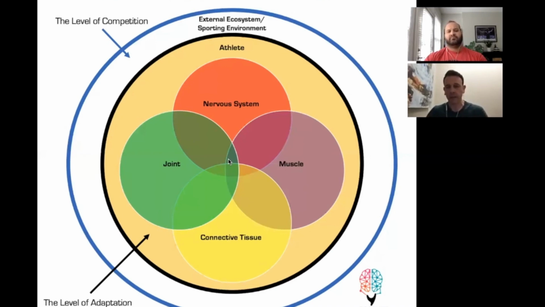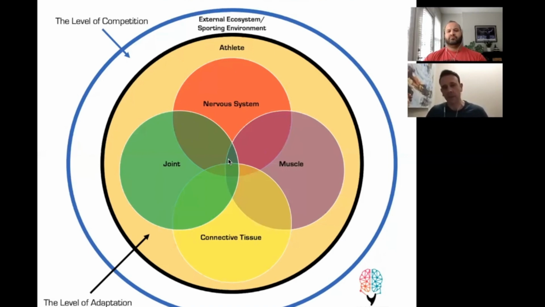We call this the level of adaptation because this is where you get into the capacities of that athlete to actually be able to meet the demands of the sporting environment. So this is where we get a little bit more specific into how we are going to create necessary positive adaptations, otherwise known as behavioral changes, whether that be a strength behavior or a skilled behavior of the athlete to meet the level of competition within the sporting environment.